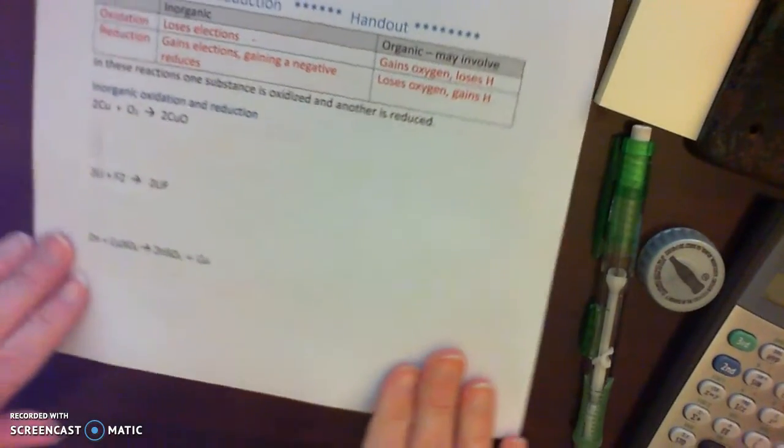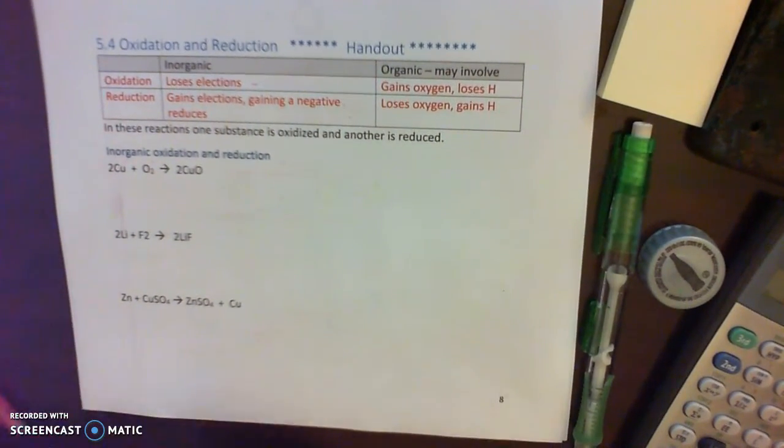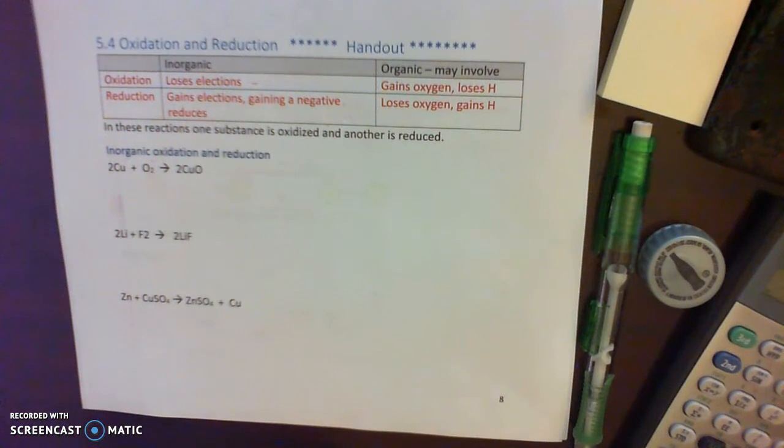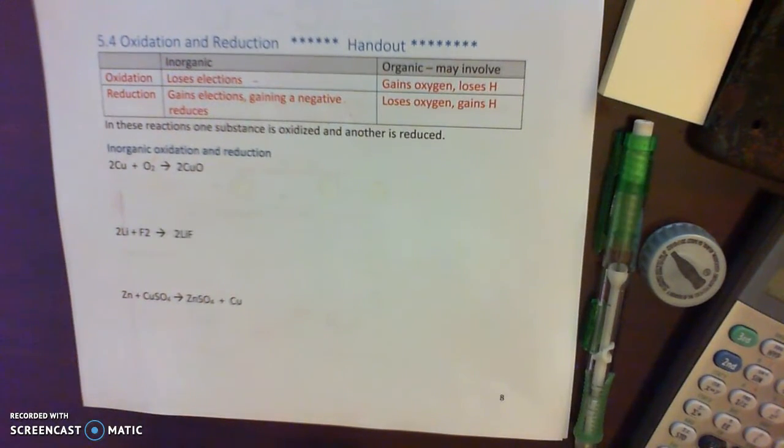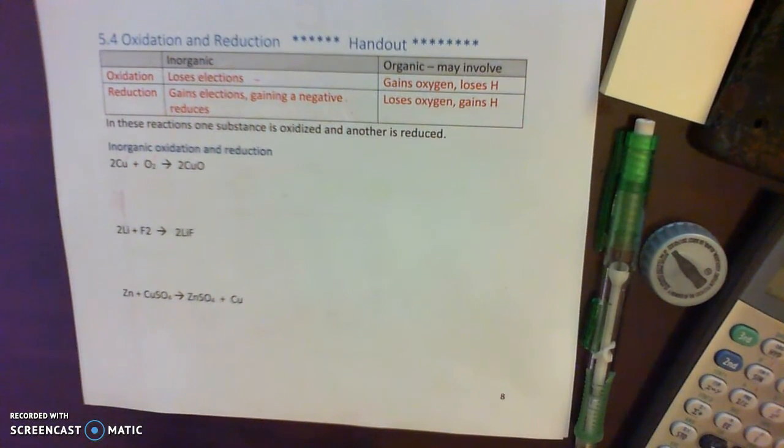This is some of the material that we would have gone over had you been in class. We've been talking about types of chemical reactions. We talked about synthesis reactions where two substances make one, decomposition where one substance makes two, exchange where substances swap partners, and combustion. The last type of chemical reaction we're going to talk about is oxidation and reduction. This gets its own section because it's such an important type of reaction.